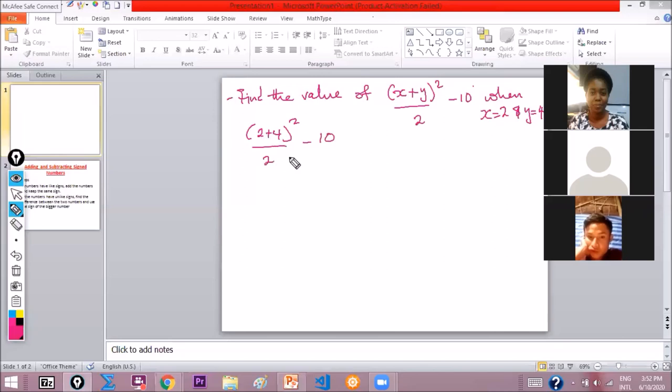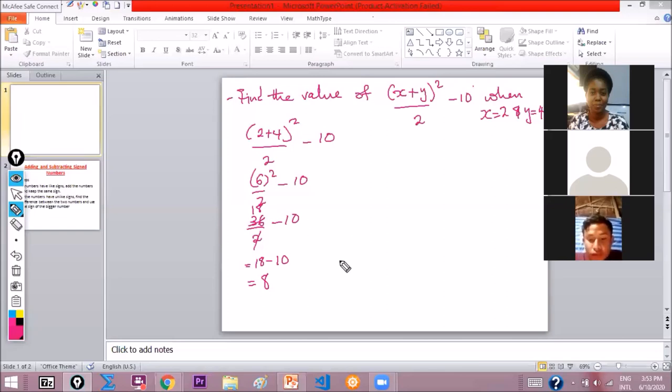What is 2 plus 4? That is 6, right? So we have 6 all squared divided by 2 minus 10. What is 6 squared? That is 36, right? 36 divided by 2 minus 10. How many times will 2 go into 36? 18. Good, 18. So we're left with 18 minus 10. What is 18 minus 10? It will be 8. Okay, you got it.